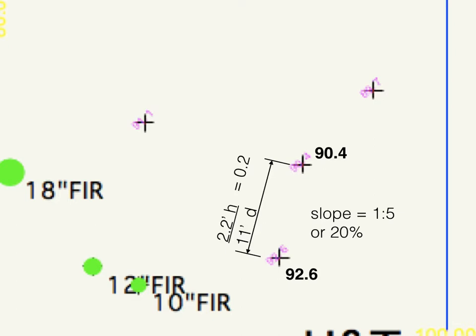So 100% slope is essentially a 1 in 1 or a 12 in 12 slope. So for every foot of horizontal distance, it goes up a foot in vertical distance, and that's 100% slope.